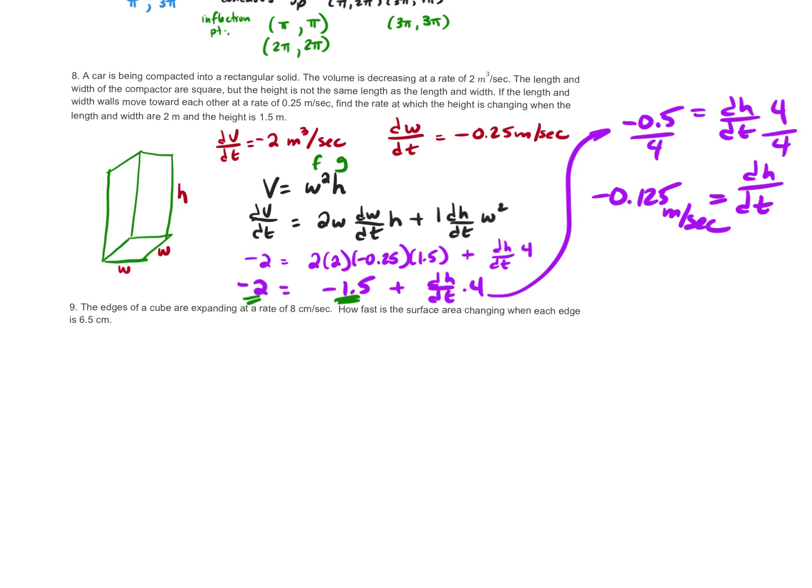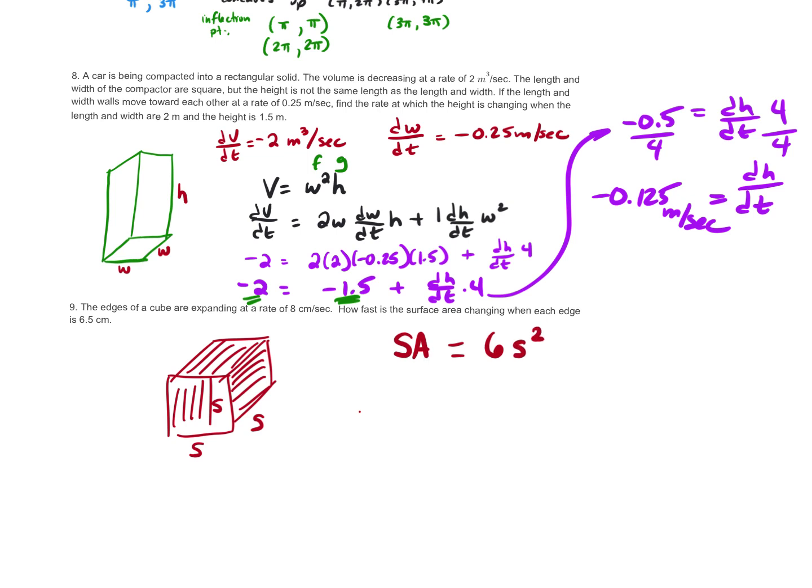Okay, let's look at another one. The edges of a cube are expanding at a rate of 8 centimeters per second. How fast is the surface area changing when the edge is 6.5? So if we think of what a cube is, it's the same on all faces. So if I call these sides s, it's s by s by s. But we're talking about surface area here. So surface area is basically the area of all these faces. And there are 6 faces that all have an identical area, which is just s squared.